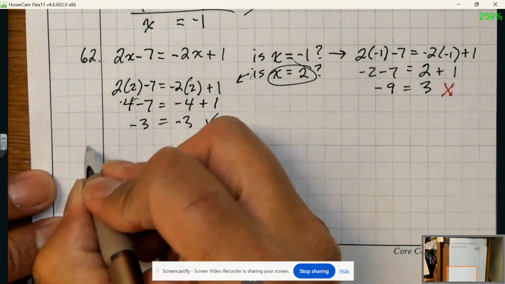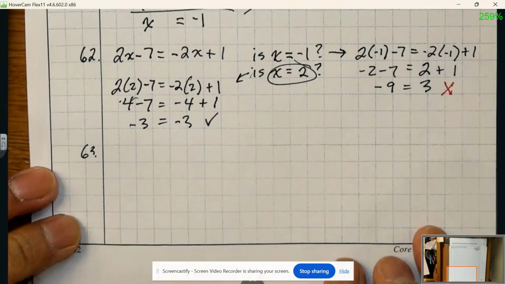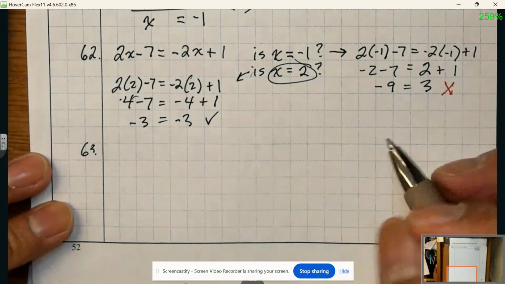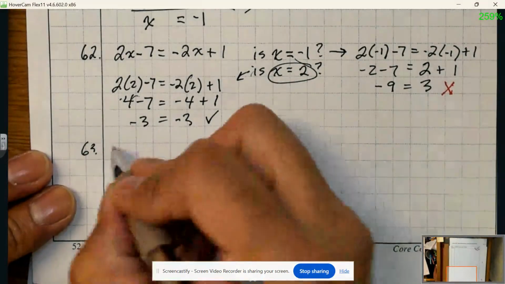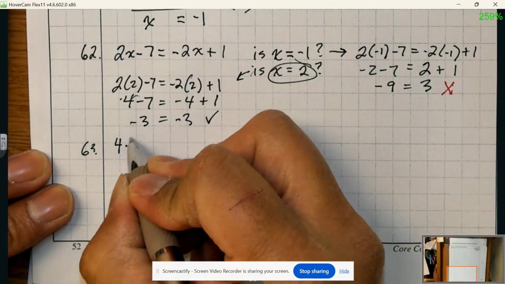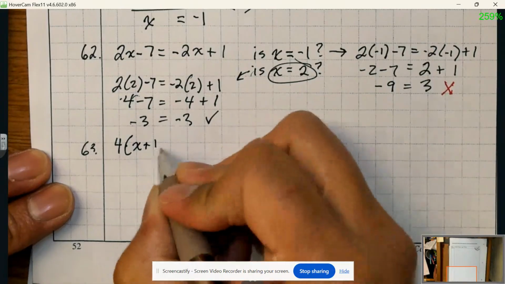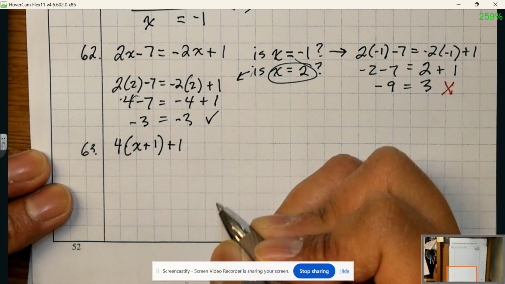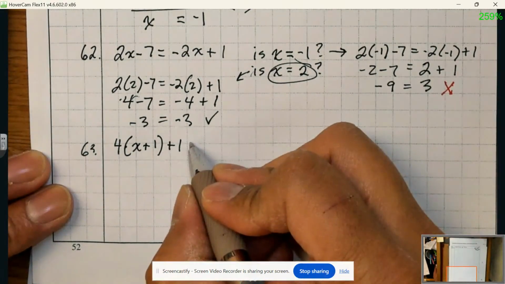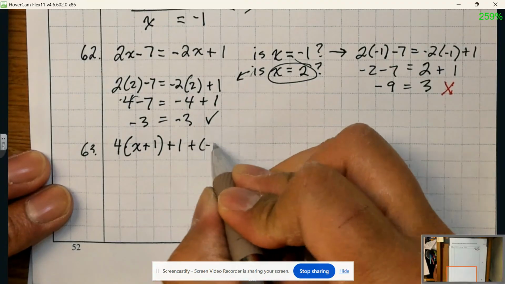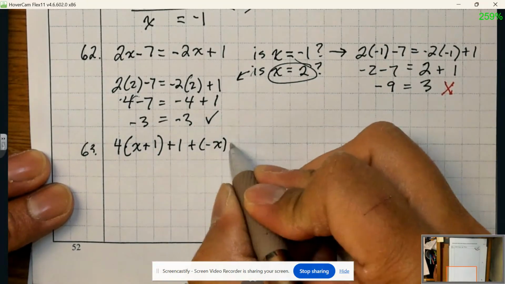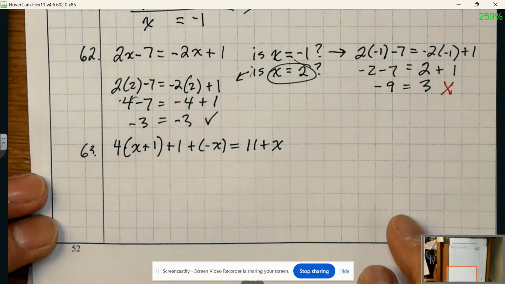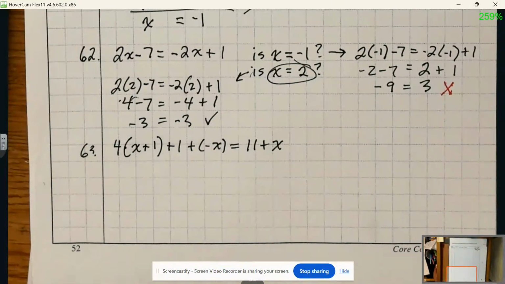Okay, so in our next problem, we are actually going to work this one out step by step. Okay, so we have four groups of x plus 1 plus 1 plus negative x is equal to 11 plus x. All right, so let's work this one out.